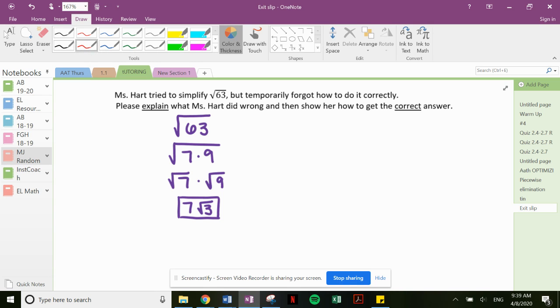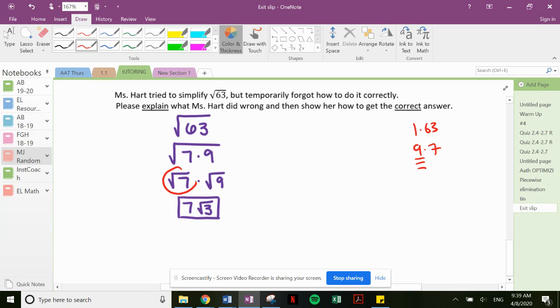All right, in this problem, Miss Hart actually was doing pretty well. She took 63, and if we think about the numbers that multiply to 63, we know 1 times 63 and 9 times 7. Now, 9 is a perfect square, so we do want to use that one. So she actually made a good pick here. And she broke it down into root 7 times root 9, which is fine.